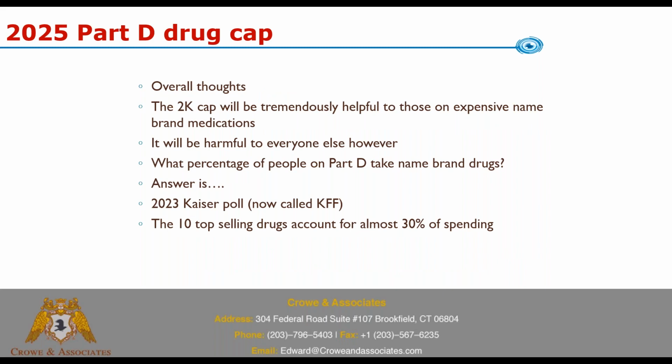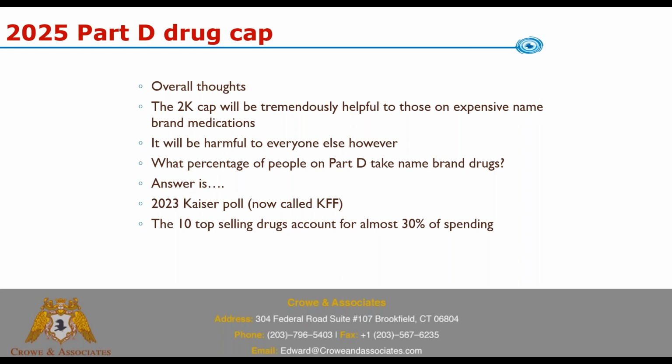So overall thoughts. All right, so the $2,000 cap will be tremendously helpful to those on expensive name brand medications. The problem is it's going to be harmful to everyone else. So quick question for you. If somebody wants to shoot it into the questions as we're going through, I'll see if anybody was close. What percentage of people on Part D take name brand drugs? I'll give you a hint. I think the percentage is much lower than you would ever assume.